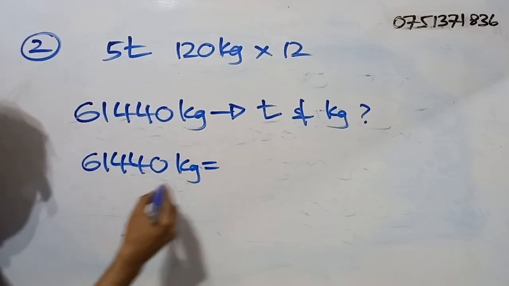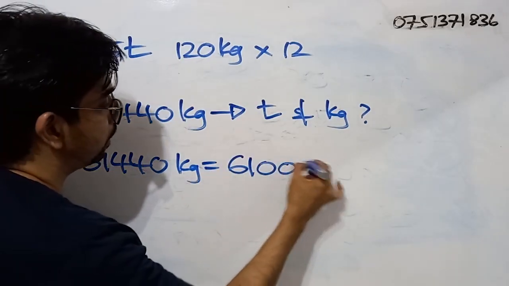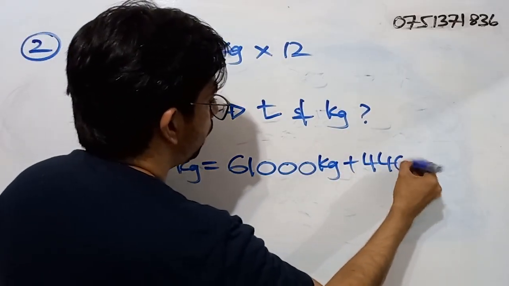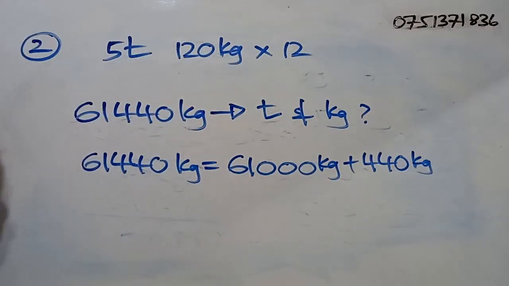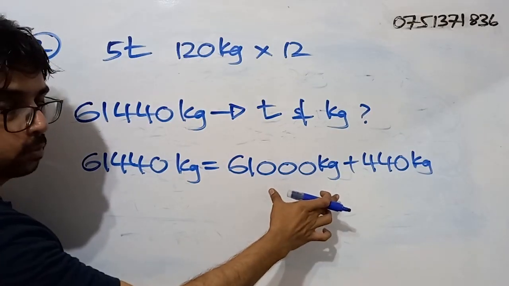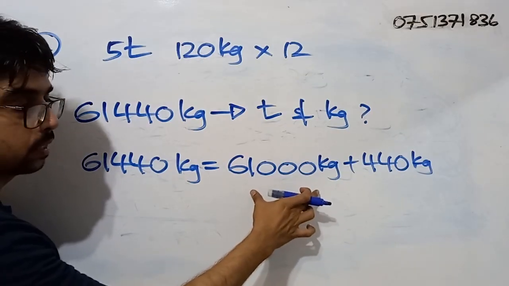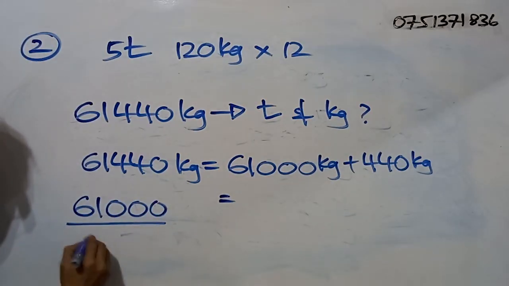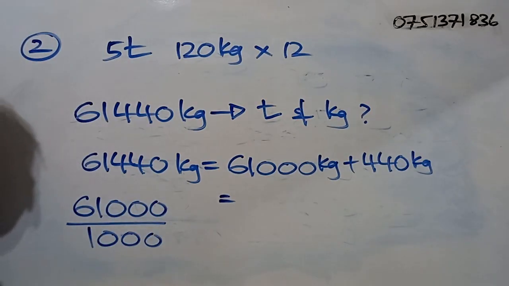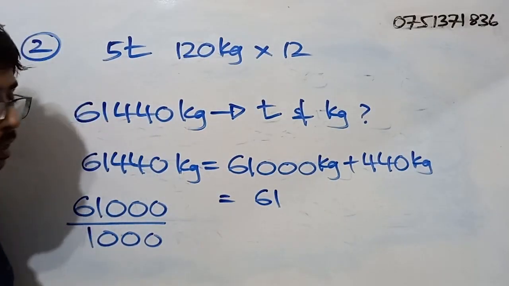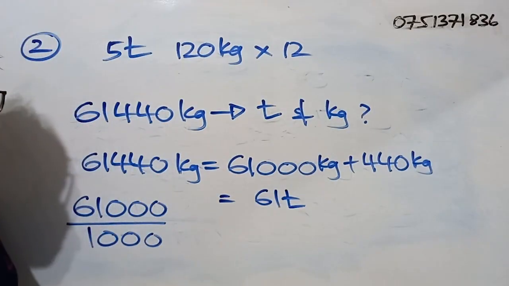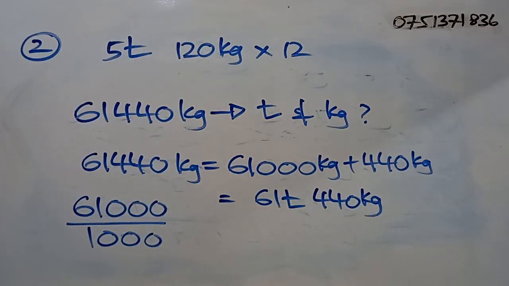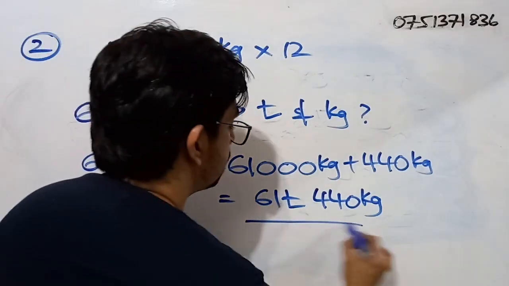61,440. I will rewrite this as 61,000 kilograms and 440 kilograms. 61,000 kilograms means what? We can convert this into tons, right? So that means 61,000, we have to divide it by 1000. So this becomes 61. These are tons. Then the remaining value, which is 440 kilograms. So this is the answer.